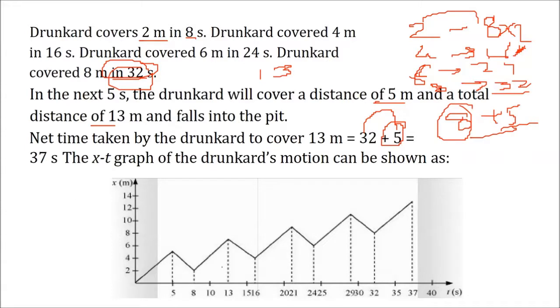Now the graph will be a zigzag, it will be quite easy. This is the time, this is the x. We have taken from 2 to 14. From here we have taken up till 40. Now he goes like this, then he returns like this. Then he goes like this, he returns like this. This is 5 steps, 5 seconds. Then again he comes back 3 steps, so 3 seconds, so it will be 8. Like this zigzag it goes.